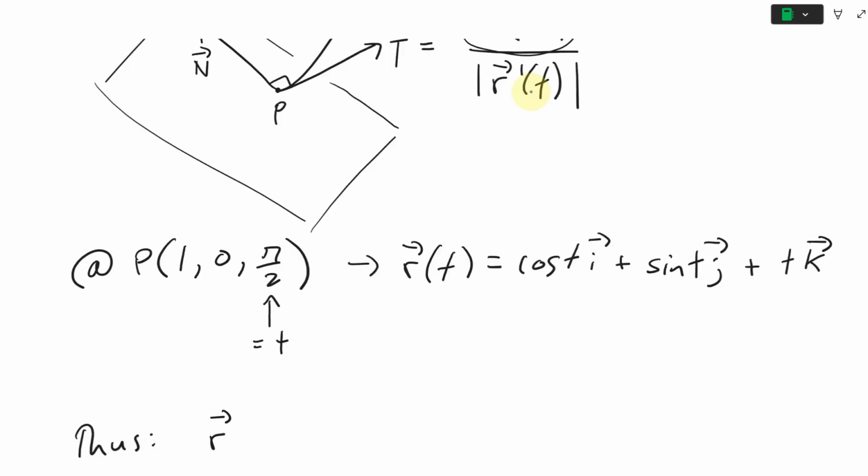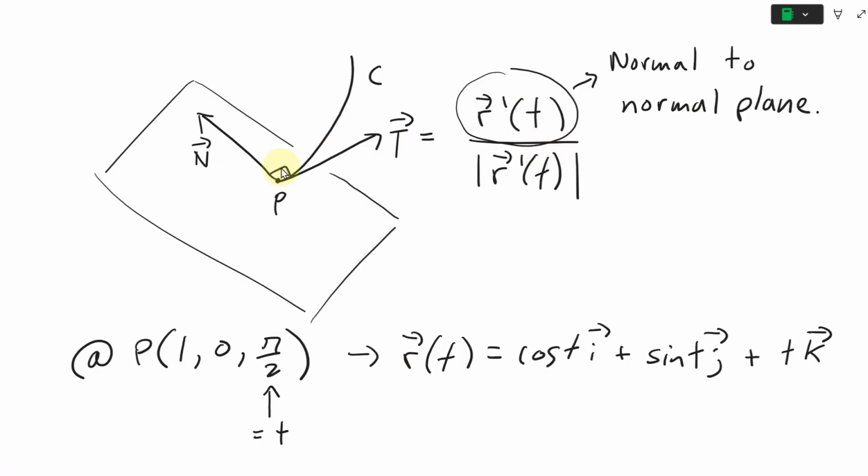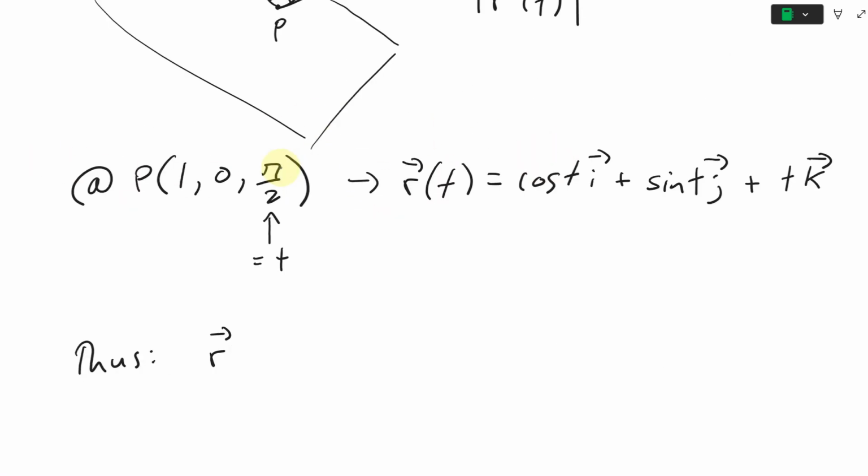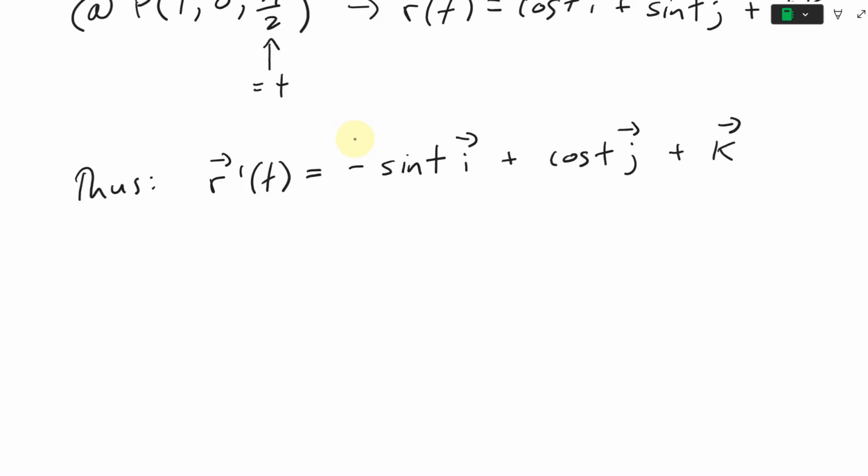Thus, we take the derivative of the vector function to get the normal vector. And once we get the normal vector, we can use the equation of a plane to solve it. We already solved this before, but anyways, r prime of t is negative sine t i, plus the derivative of sine, which is just cosine, and the derivative of cosine is negative sine. Then j, and the derivative of t is just 1, so we put the k like that. Now we can plug in t equals pi over 2.